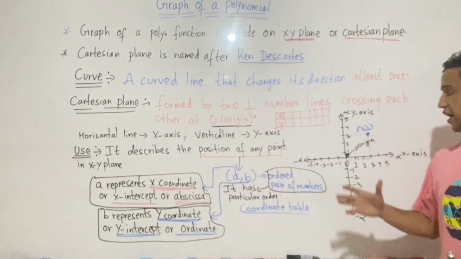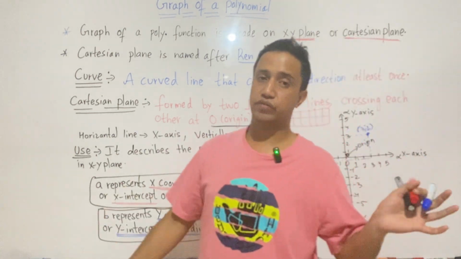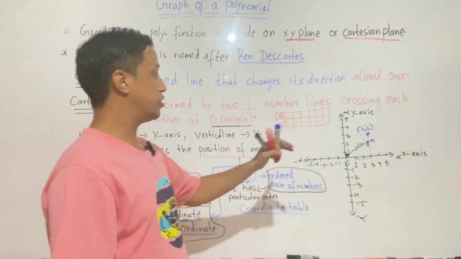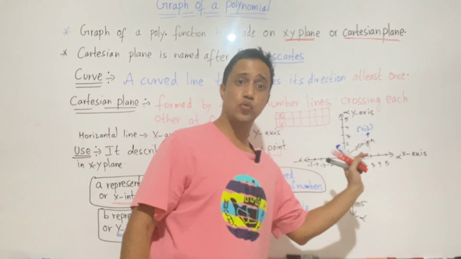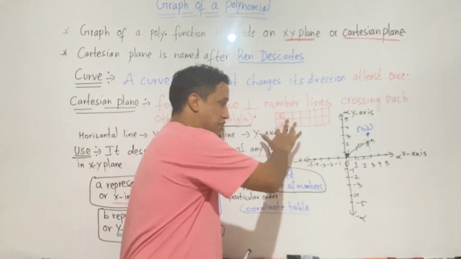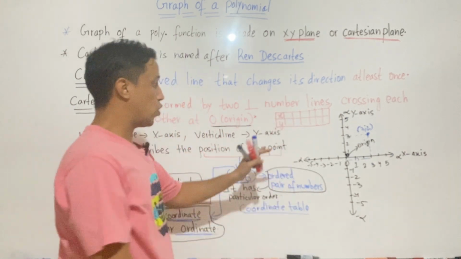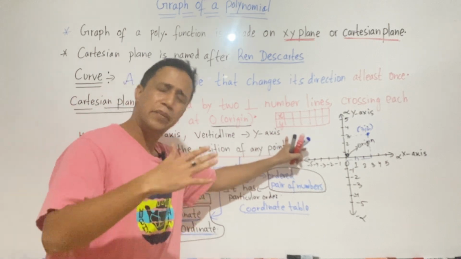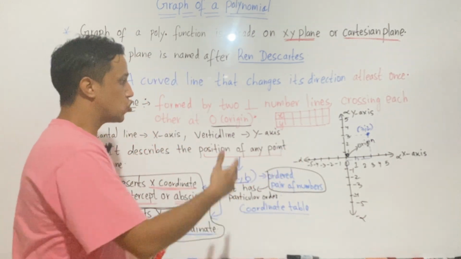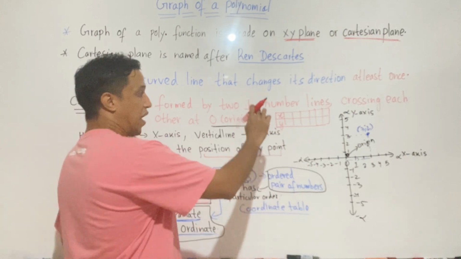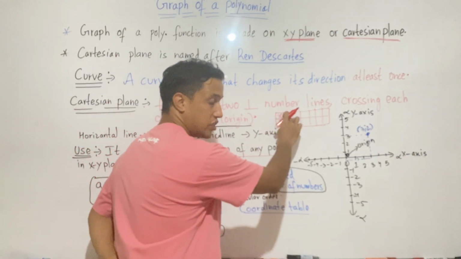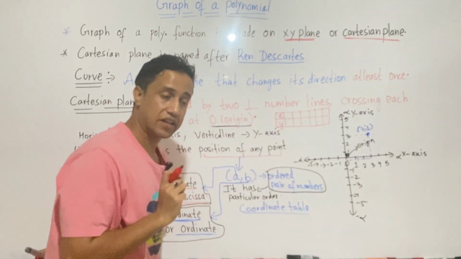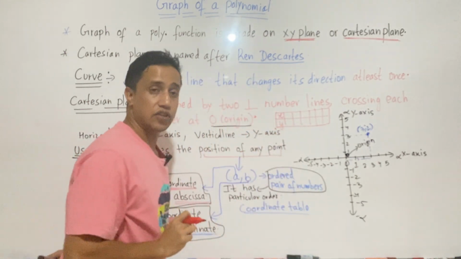Because whenever we draw something on this plane, we have two variables, independent and dependent. It can be y, or it can be f(x), the meaning is the same. When you put any value of x here, you will get some value of y.